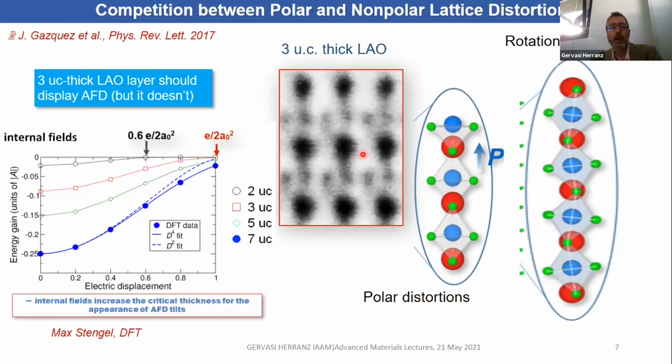And what we discovered, with the help of density functional theory calculations in collaboration with Max Stengel, is that there is a competition between these polar distortion and rotation patterns. And basically what happens is that when you have a very thin LaO layer, the presence of an internal electric field, remember that LaO is a polar material, suppresses these rotation patterns.